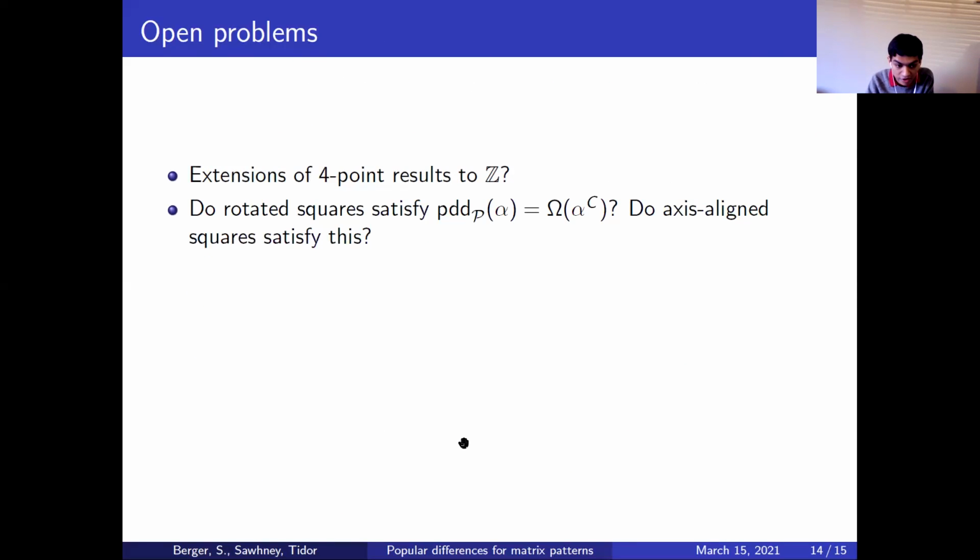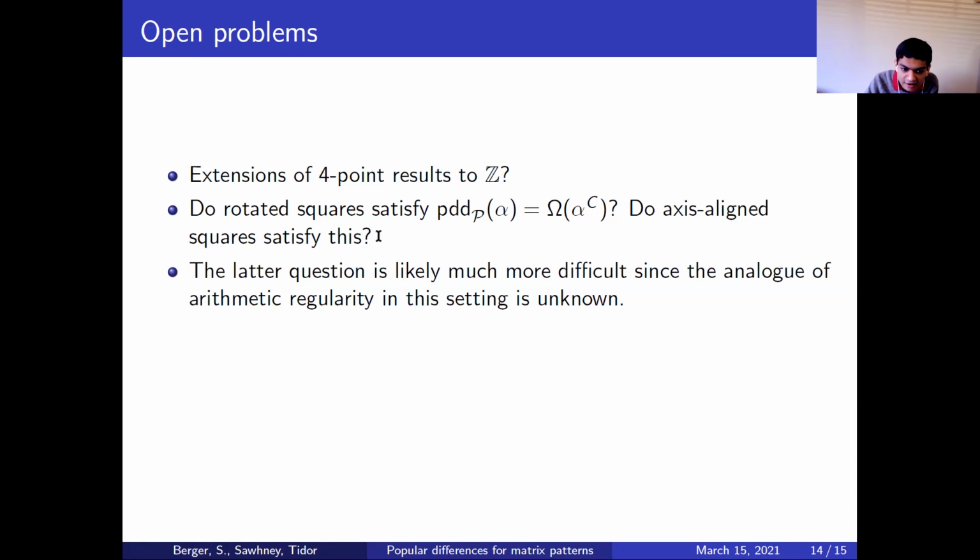A more interesting, genuine open problem is, do rotated squares have popular difference density of some polynomial growth? We showed that it's not exactly alpha to the 4. We showed that it's 1 minus c times alpha to the 4. Is the exponent 4? Is it 100? Or is it super polynomially decaying? Similarly, do axis-aligned squares satisfy this? This is less related to what we've been discussing here, but it's an interesting problem. And as I mentioned, unlike Szemerédi's theorem, neither of these imply the other directly, at least a priori.